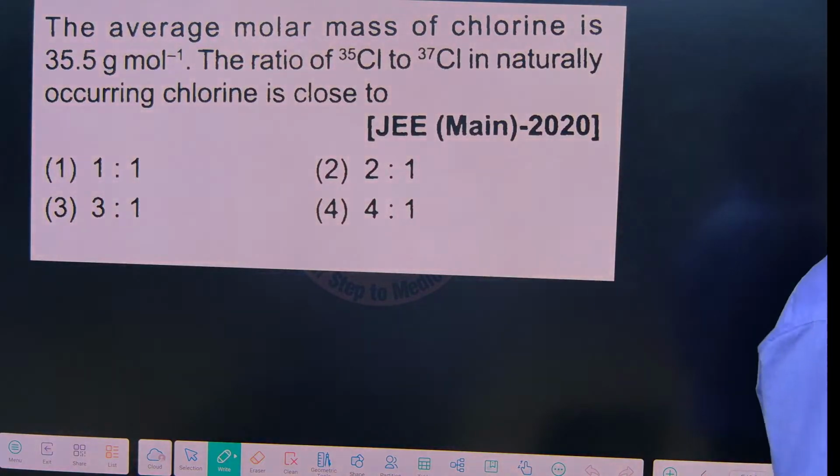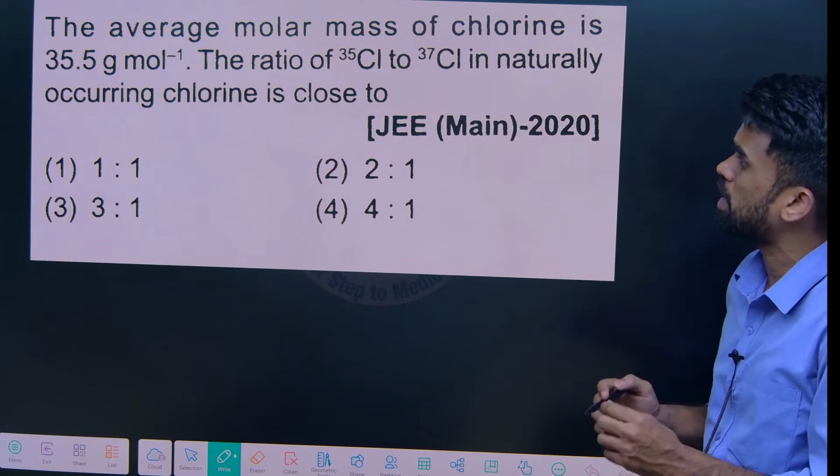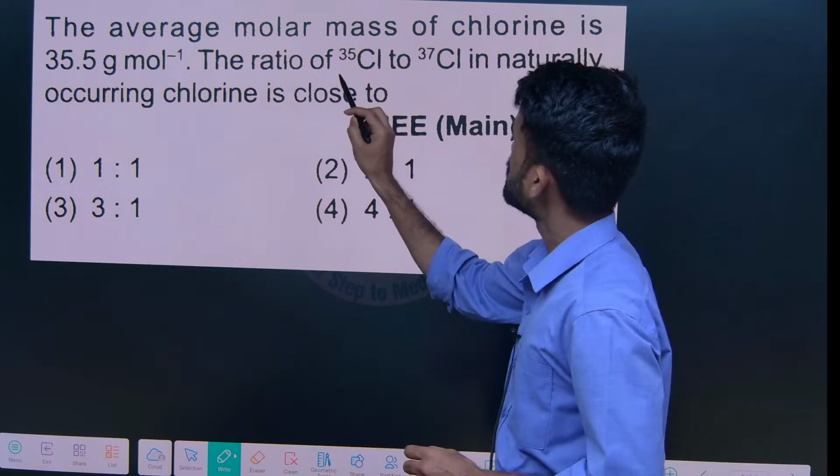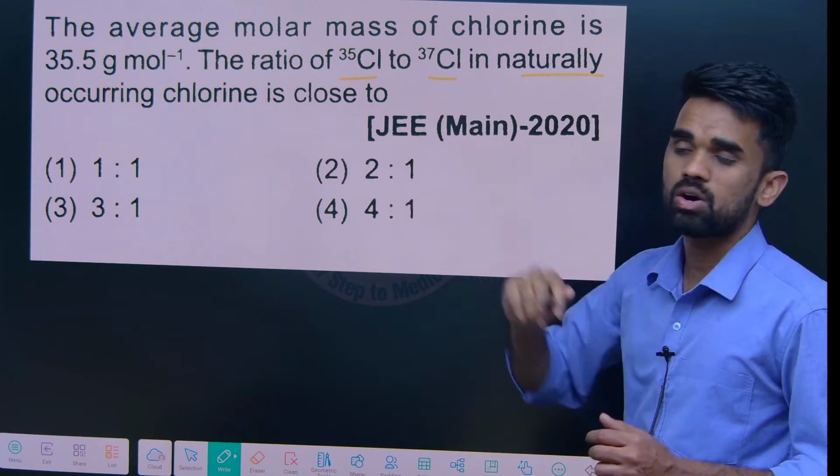Look at this question. The average molar mass of chlorine is 35.5 gram per mole. The ratio of Cl35 and Cl37 in naturally occurring chlorine is?